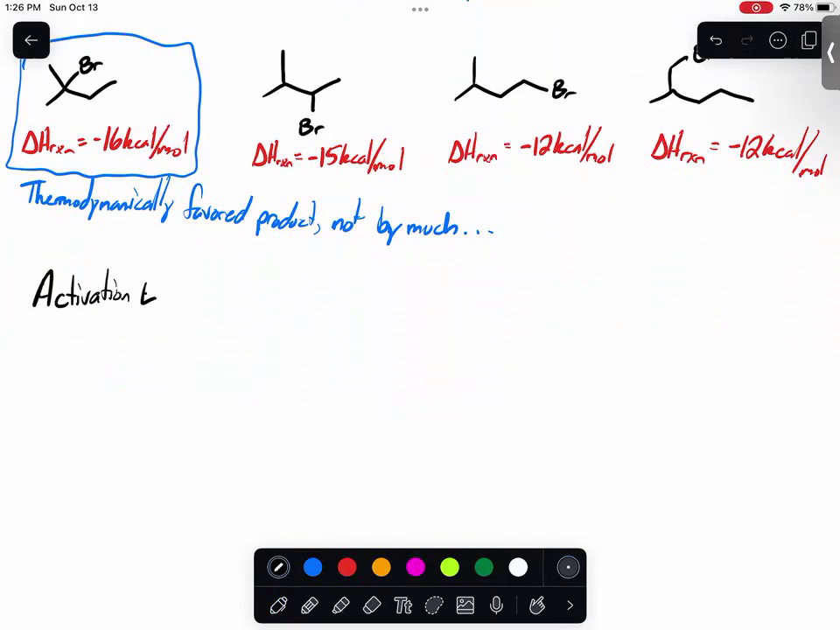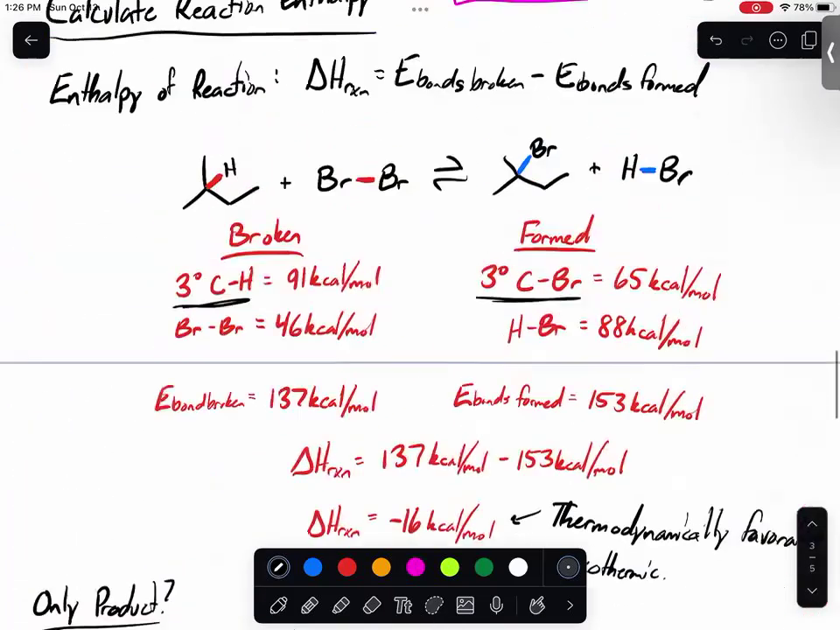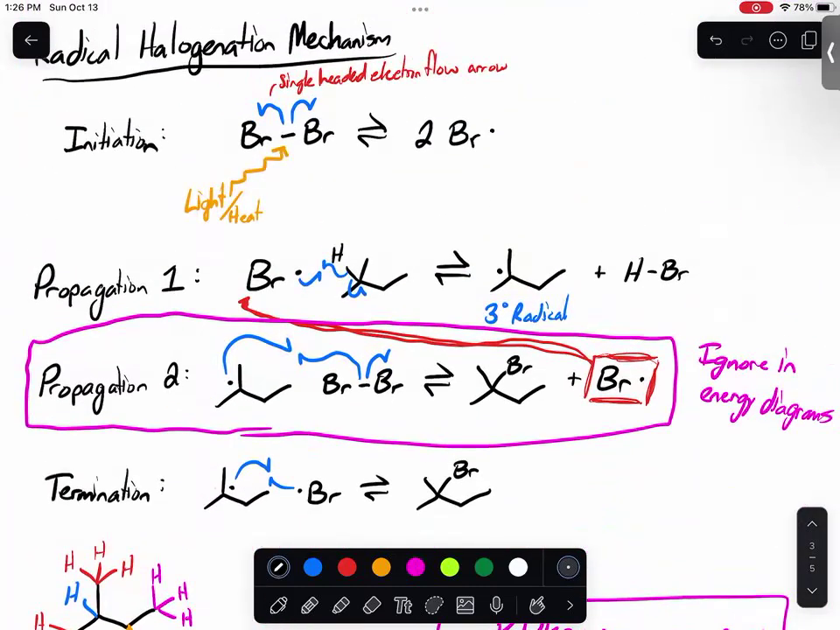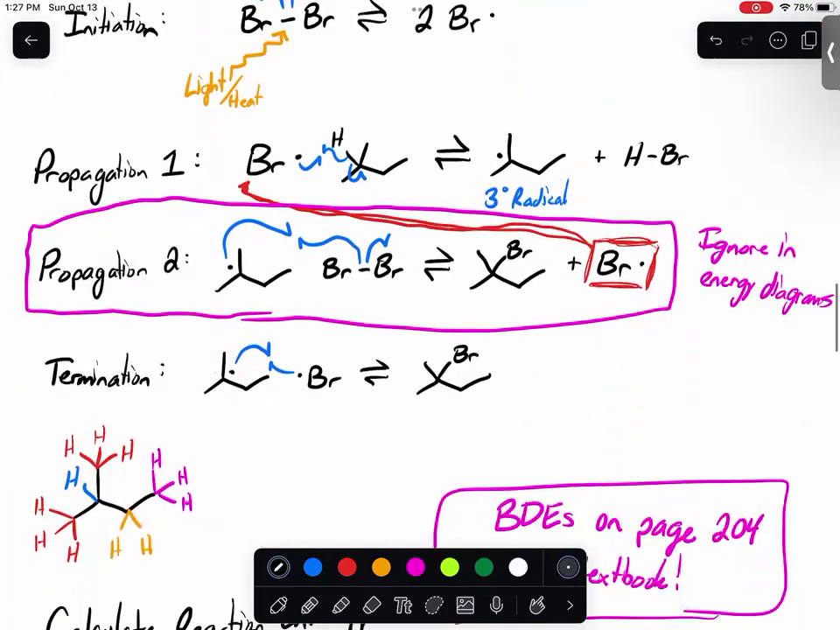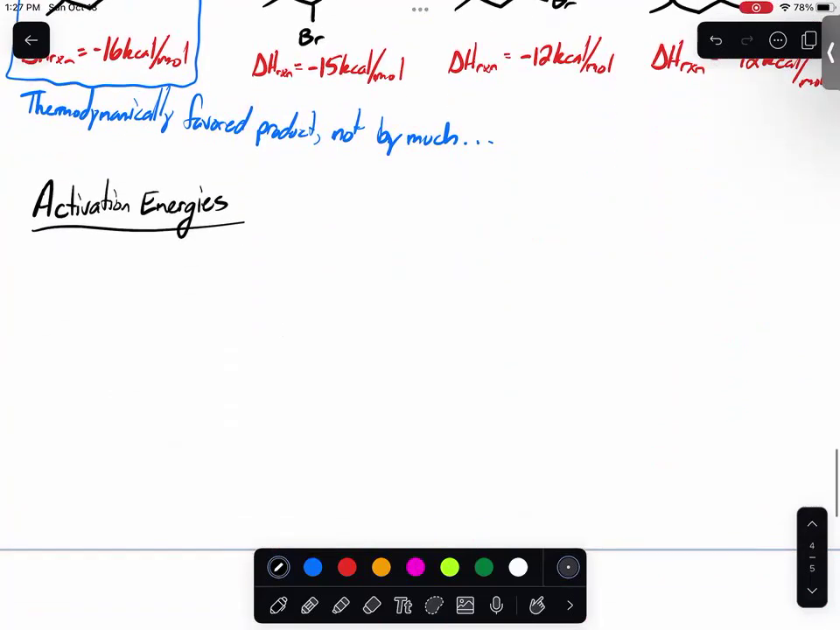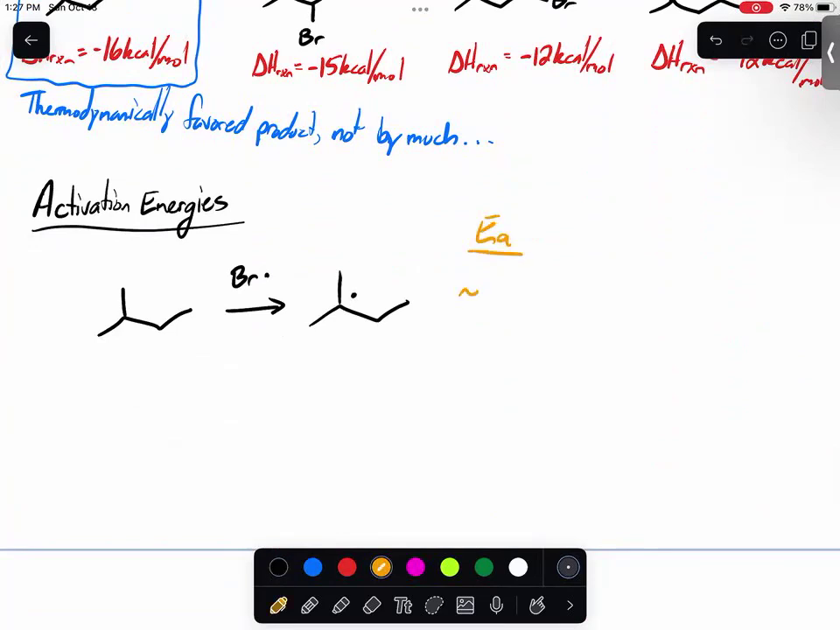Well, if we think about each of these reactions and where activation energy matters, what we would see is the initiation for each of these should be the exact same. Propagation is when things change, because remember, it's in that one propagation step that the hydrogen is actually pulled away from the carbon. So the question is, what does that look like in terms of our activation energy? Well, if we were to take the alkane, throw it in with this Br dot, on the tertiary position, we would see an activation energy, an EA, of approximately 10 kilocalories per mole.